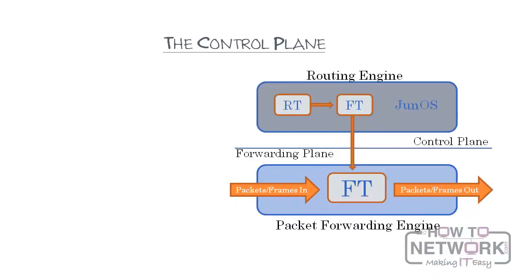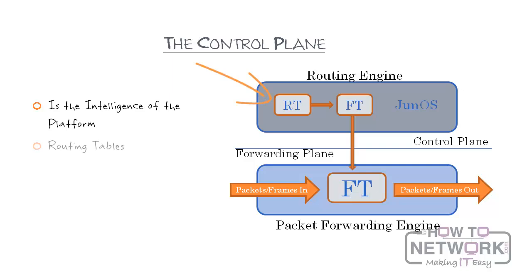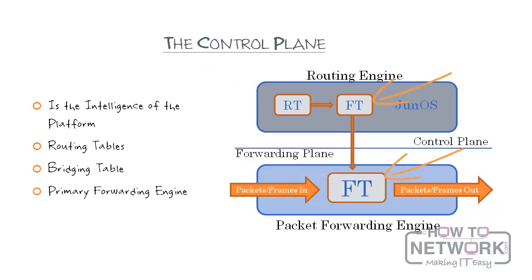The control plane is home to and maintains the routing table, bridging table, and the primary forwarding table. Keep in mind that the forwarding table only contains active routes and is primarily used to process transit packets. Also notice that the routing table exists in the control plane and not the forwarding plane. Something else to notice is that the forwarding table exists in both the control and forwarding planes. The forwarding table in the control plane is referred to as the primary forwarding table. The forwarding table in the forwarding plane is basically a copy of the one in the control plane.